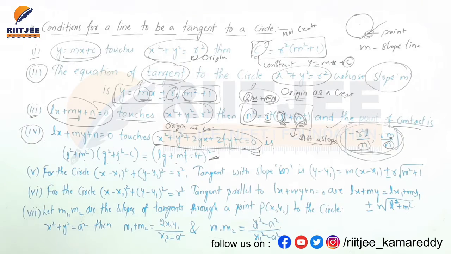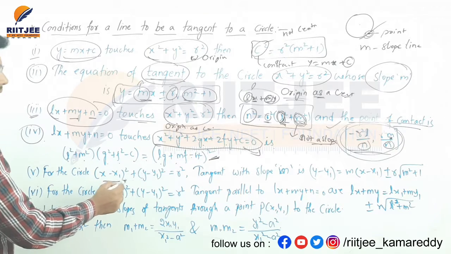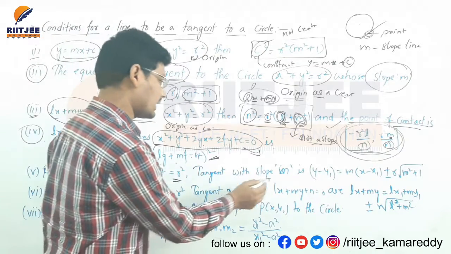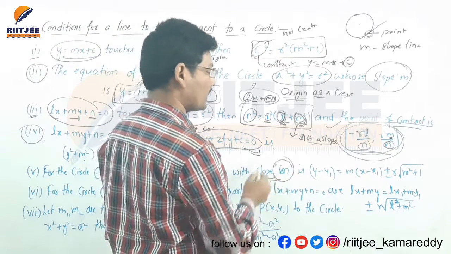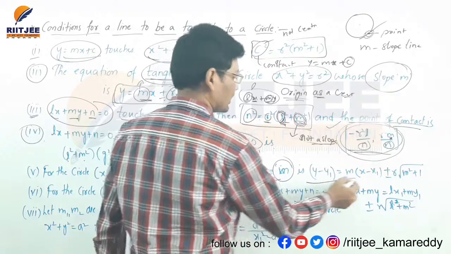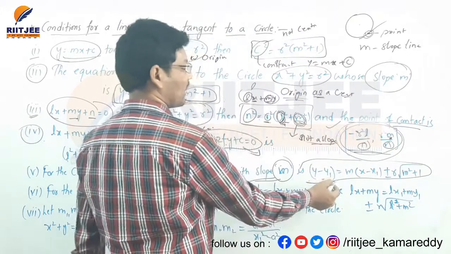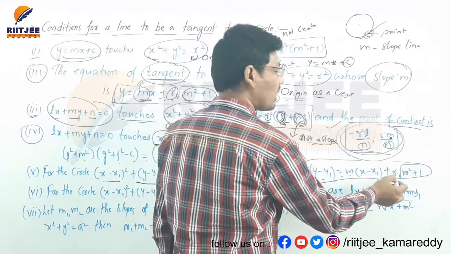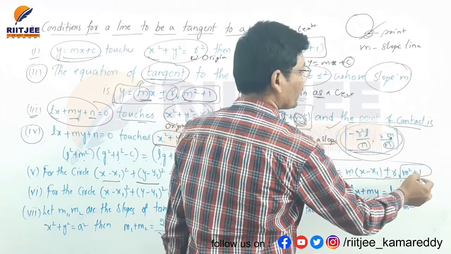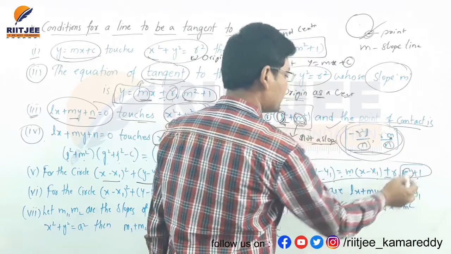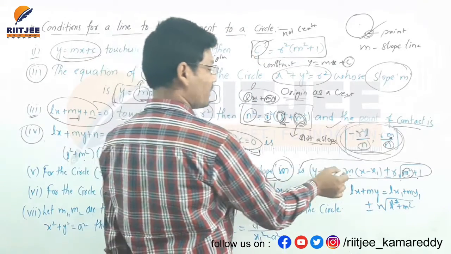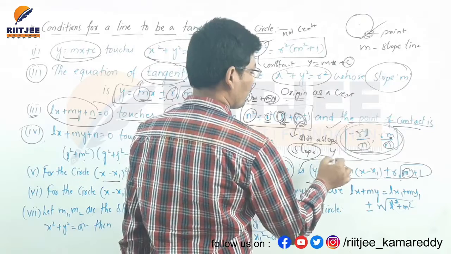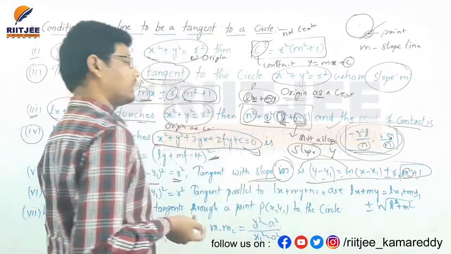And for the circle (x − x1)² + (y − y1)² = r², if the tangent has slope m, then the equation is y − y1 = m(x − x1) ± r√(m² + 1), where m is the slope here, not the coefficient of y.